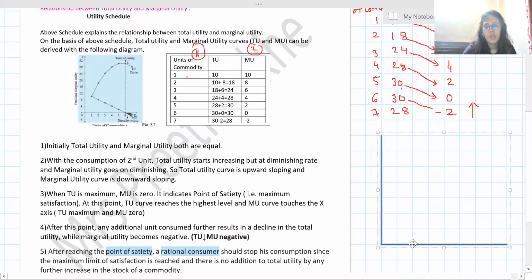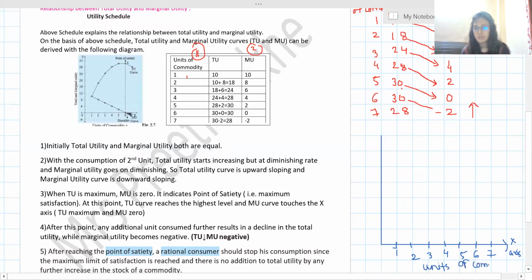See, now we have to draw first commodity, second, third, fourth, taking the distance of 1 centimeter. This is our x-axis. The x-axis indicates units of commodity. Done with this. I hope you are also drawing.